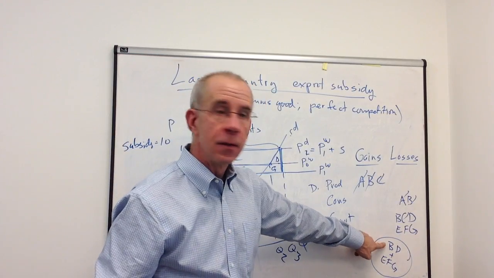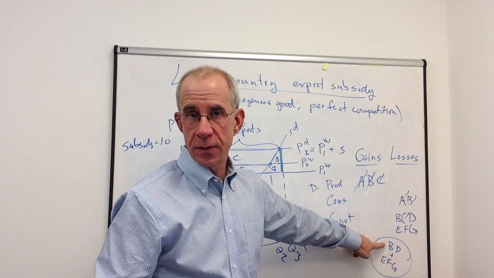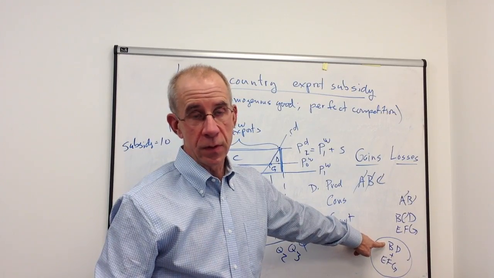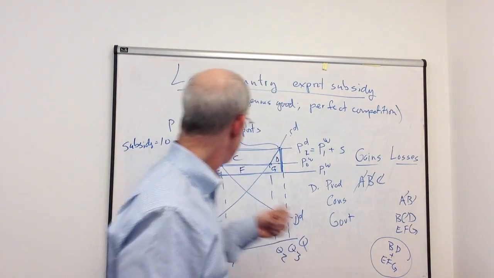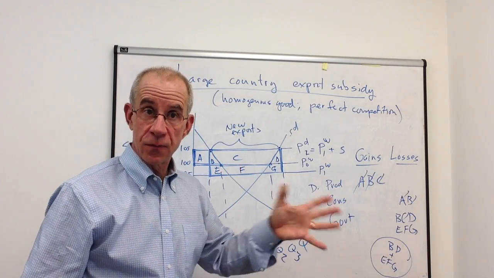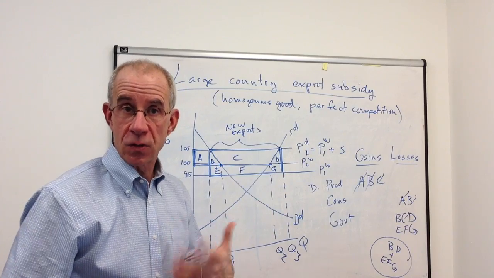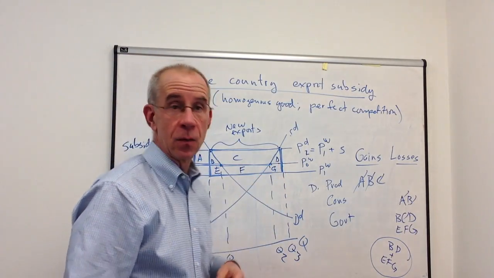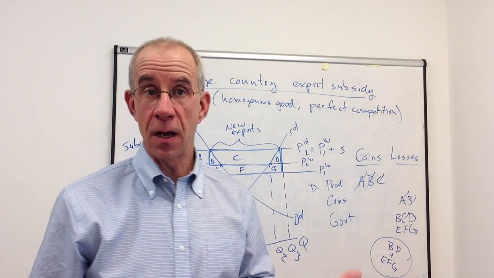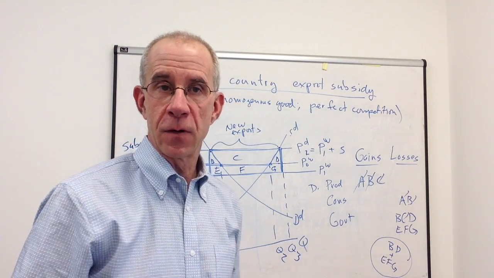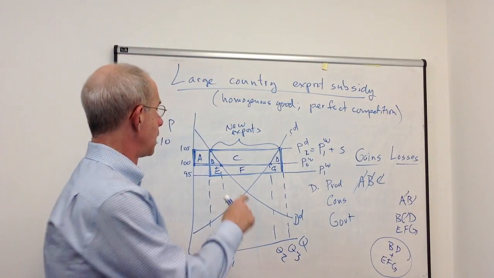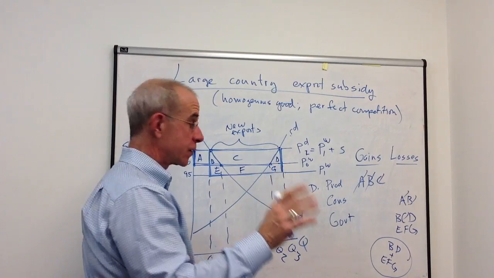Now B and D are exactly the same deadweight losses that we got with the small country case. B is the cost of selling to the wrong consumers, foreigners rather than domestic consumers who valued it more. D was the production inefficiency, the increase in production beyond the revenue that the firms received in the international market. So standard deadweight losses from an export subsidy.